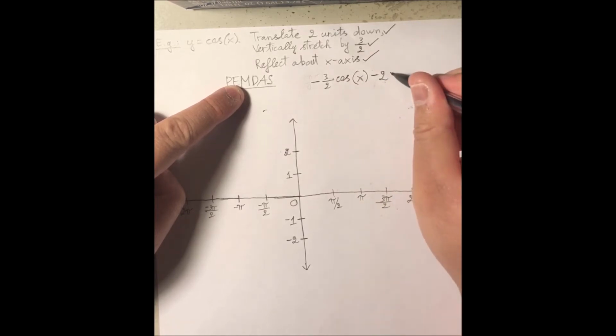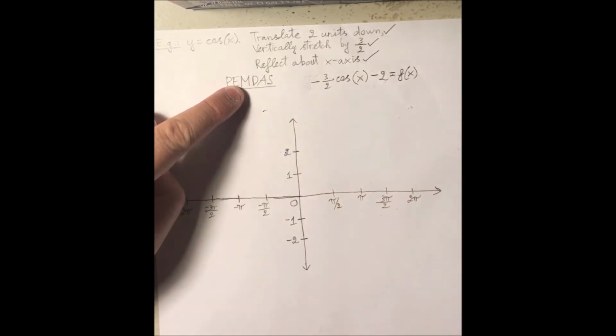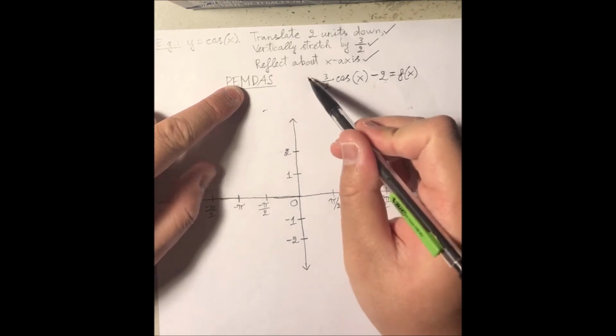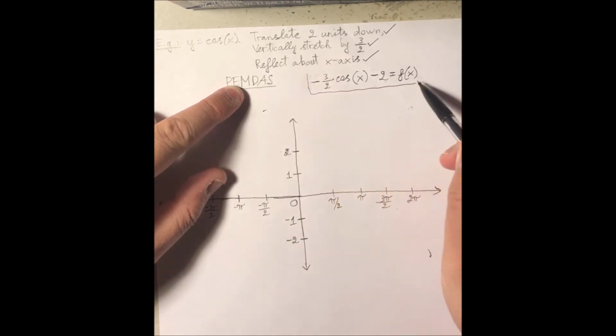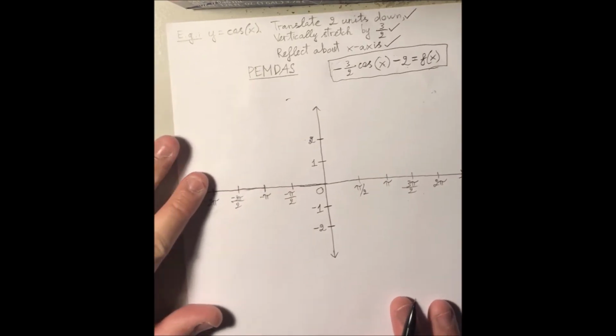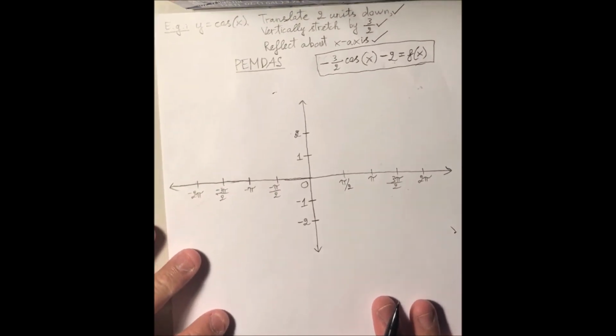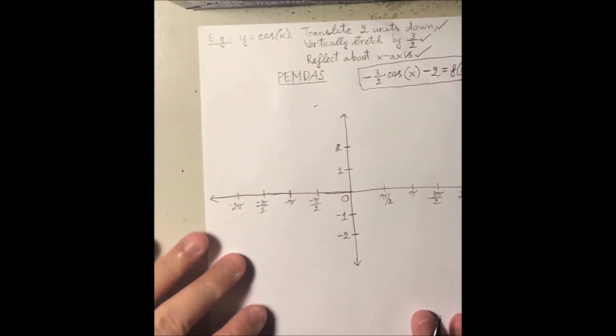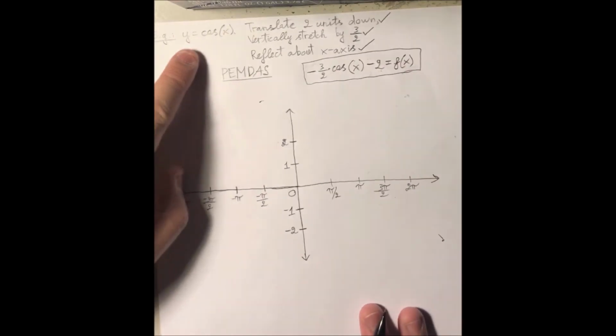With all transformations done, the function that represents all of our transformation is f of x equals the product of -3/2 and cosine of x, and all of it subtract 2. So how do we graph this? Well, when we graph the transformation of a function, we want to graph the parent function first. So the parent function is cosine of x.